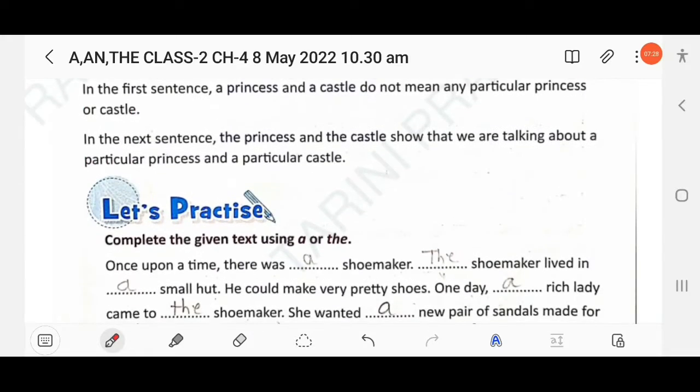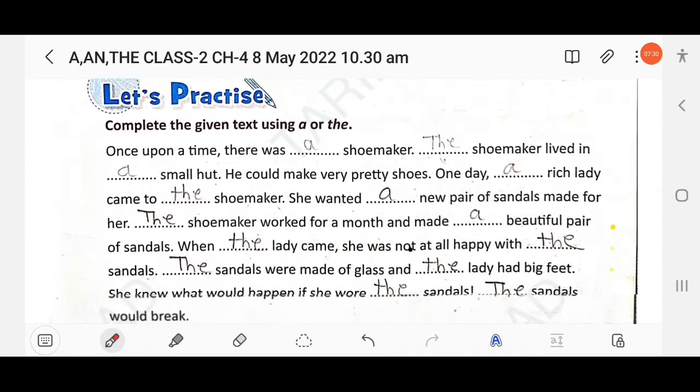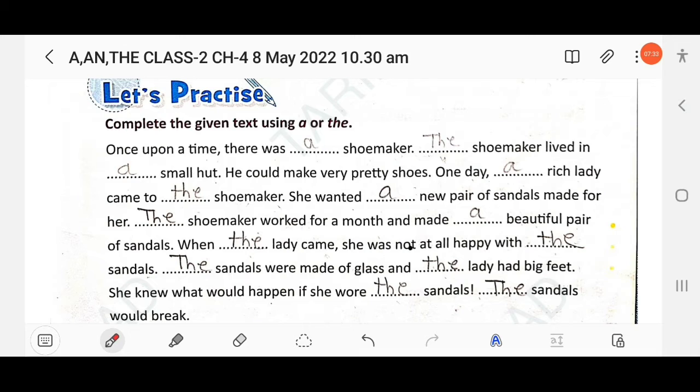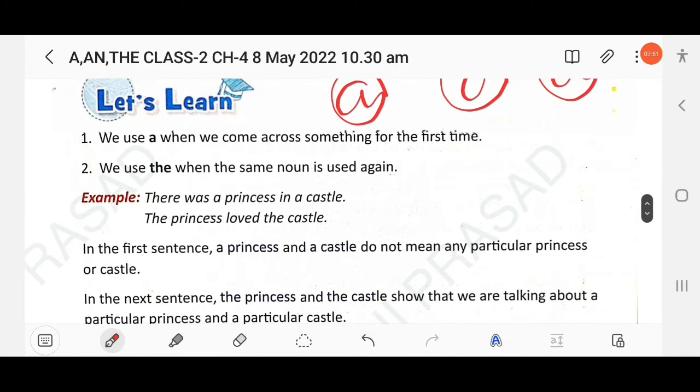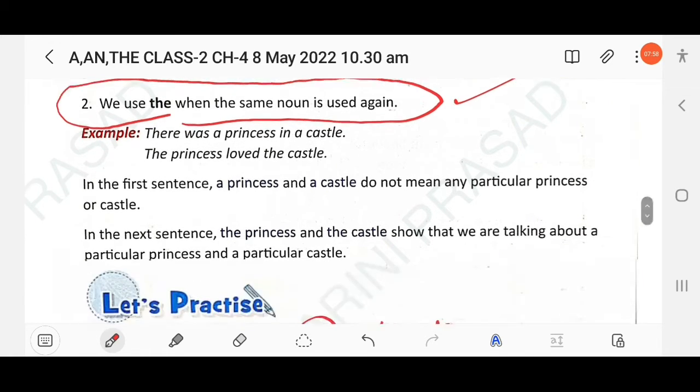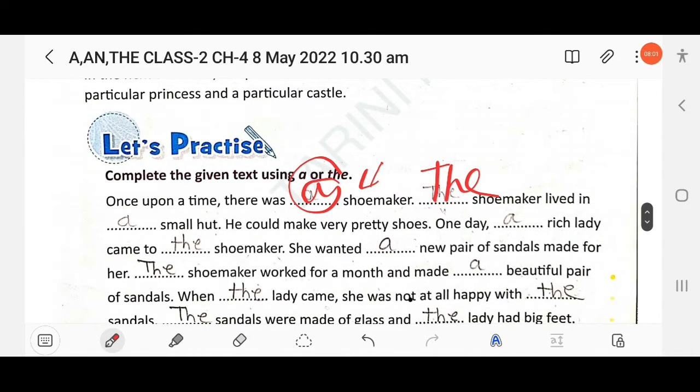Okay. Then next here, complete the given text using a or the. So here, once upon a time there was a shoemaker. So here the will be used because we have already mentioned the shoemaker. So you have to use the. Again, just look at the second sentence. We use the when the same noun is used again. So here shoemaker is used in the first sentence and again in this one. So you have to use the.